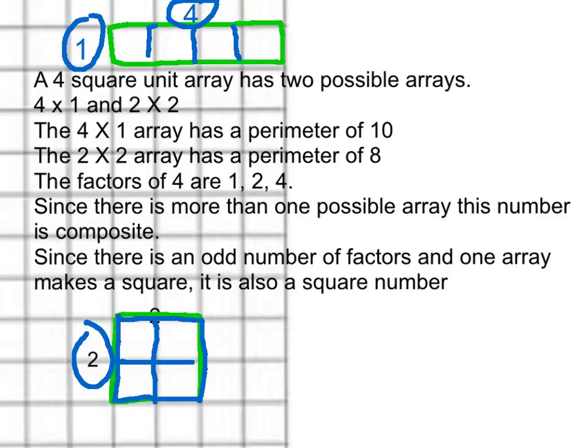Notice that 4 is a multiple of 2. If I skip count by 2's, I get 2, 4, 6, 8, 10. Once I have multiples of 2 as numbers, I will never again have a prime array that is an even number. 2 is the only even prime number.